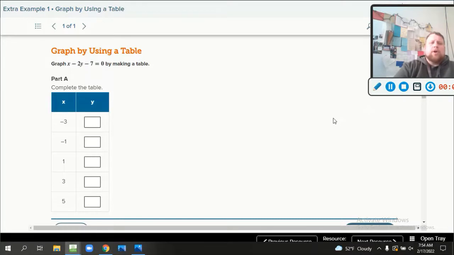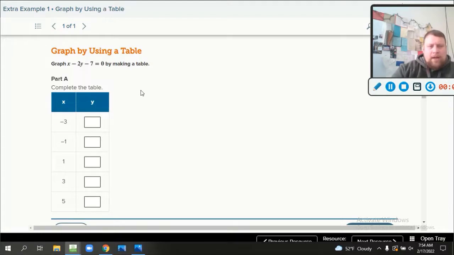Okay, I want to talk about graphing by using a table. We're just going to remind ourselves of graphing. Now, most of the time you're going to get things in the y equals mx plus b form, but you may not. And all graphing by using a table means is we're going to plug in an x. Remember, x is our independent variable. It's our input. And then we have our dependent variable, which is y, which is our output.